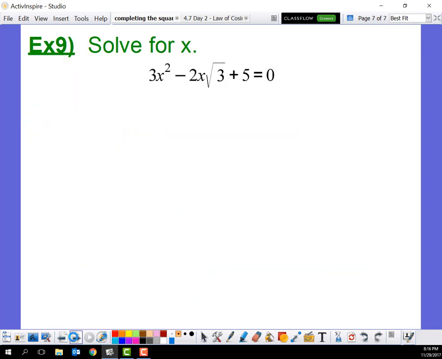All right, example number 8. I skipped number 8. That should be an 8. Sorry, some of you super type A people are bothered by that. We can change it to an 8. Here we go. Solve for x.